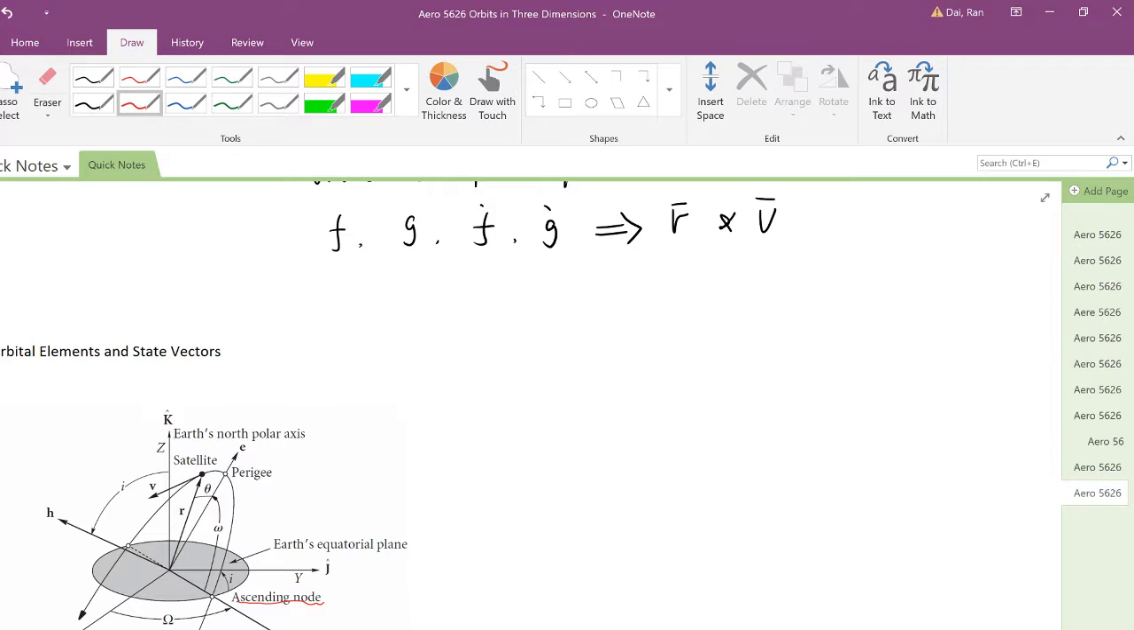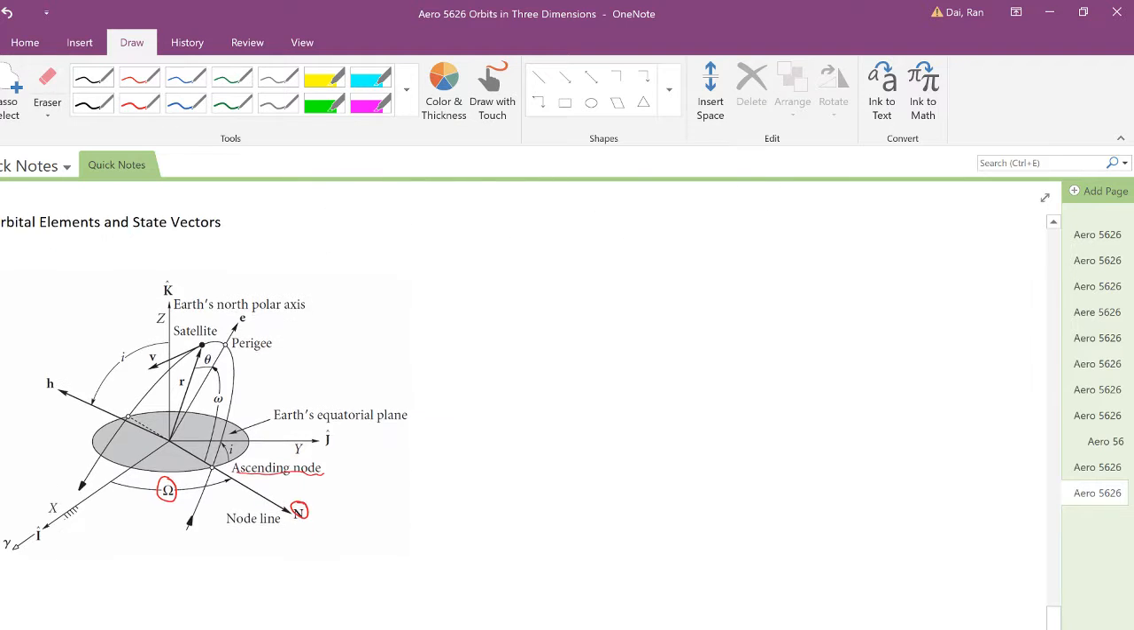So the angle between the positive x-axis and the node line is the first Euler angle, omega, which is labeled here. We call it the right ascension of the ascending node. And this angle, omega here, can change from 360 degrees to 0.